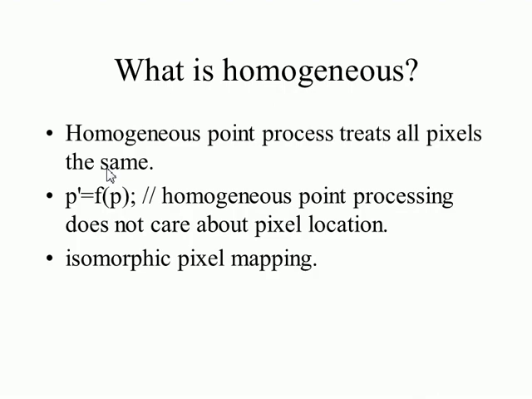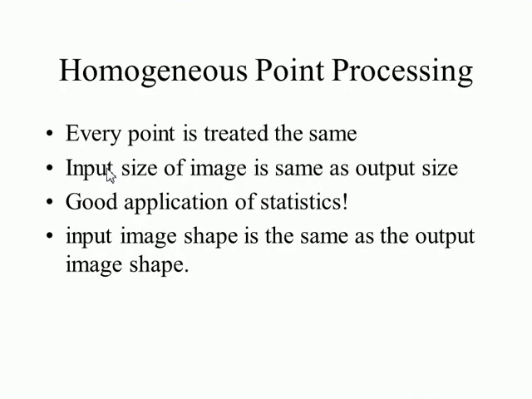So isomorphic pixel processing says P prime equals f of P. If you can find f inverse, you'll be able to extract P from P prime. You'll find that term in linear algebra as well. So if we think that every point is treated the same, what we really mean is that no adjacent point has any impact on the point that you're dealing with. And so the size of the input image is the same size as the output image. We're not changing image shape. If we did, that would be morphological image processing, which means changing shape.